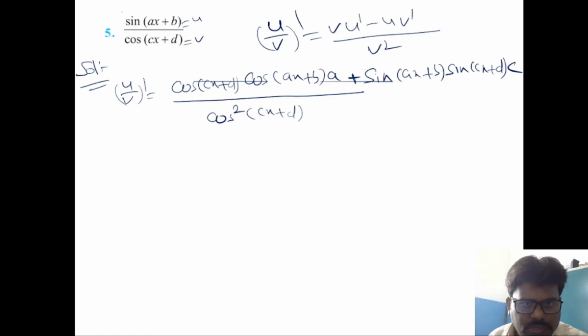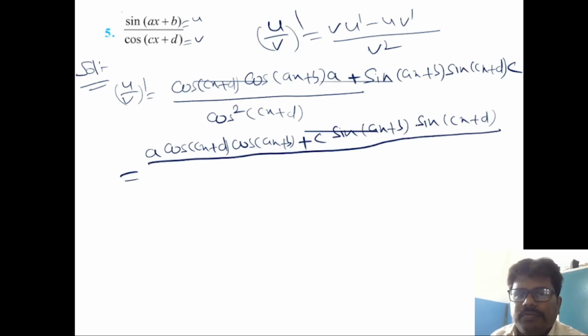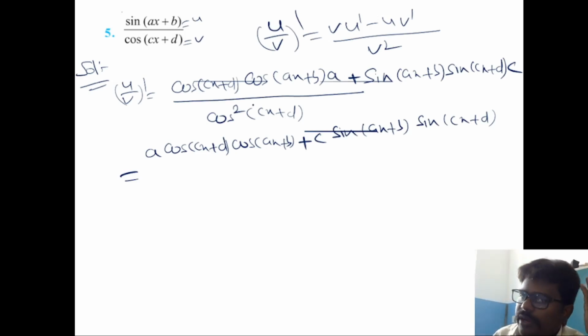So now if you rewrite this, let us see what will happen. Here a I am writing first as it is a constant, and now here cos cx plus d, and cos ax plus b we have, and now here we have a plus sign, and the constant c I am writing first now, and here sin ax plus b and sin cx plus d. Here the denominator is cos square cx plus d. Here I am writing this cos square cx plus d for these two terms.